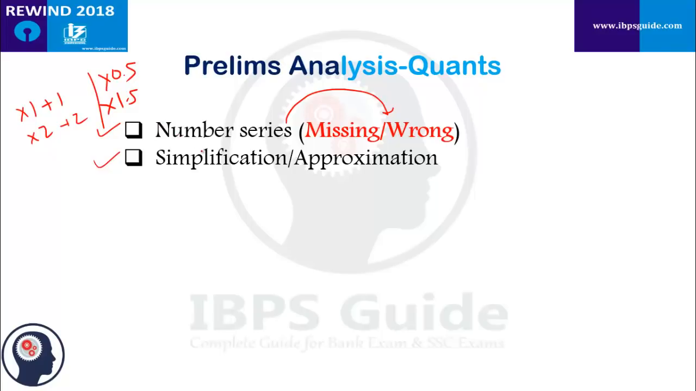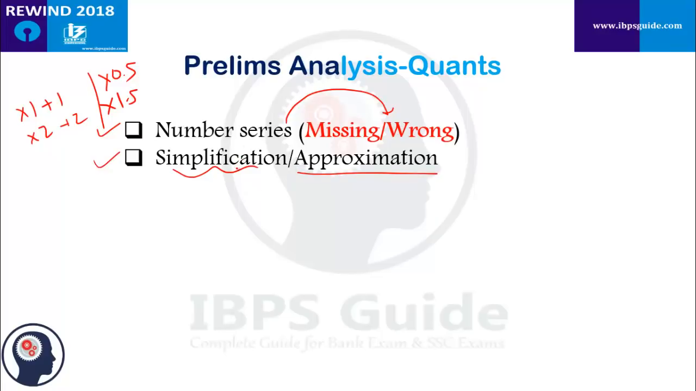There's a fixed pattern. In simplification and approximation, in the PO prelim exam, no set of simplification questions is asked, and in some slots only 5 questions are asked for approximation. So there are not many changes in these two topics.